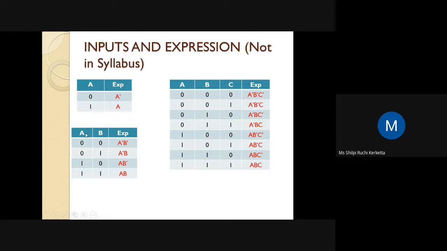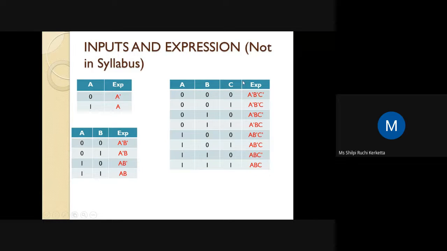Similarly, if we have two inputs A and B, the combinations will be 2 to the power n. So the number of inputs is 2. So 2 to the power 2, it will be 4. Okay. So the combinations will be 0 0, 0 1, 1 0, and 1 1. So how can we write this 0 0? It will be A naught into B naught or A dash into B dash. The 0 1 we can write as A dash into B. This 1 0 we can write as A into B dash. We are using this dash for 0 and simply writing A for 1. Okay. And if 1 1 is there, we will write it as A into B.